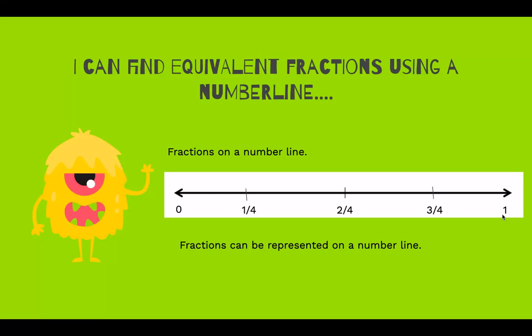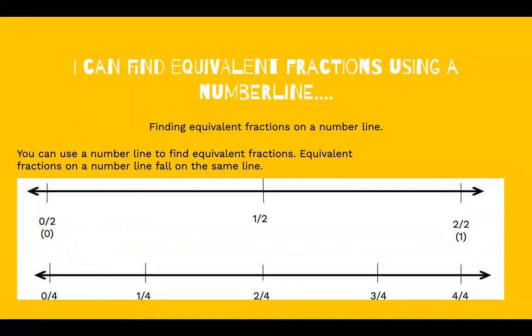Now I do want to show you how we can use that number line to find equivalent fractions. So finding equivalent fractions on a number line, we take a look at the parts that we have and look for the fractions that fall on the same line. Take a look at this number line on top. I see that this number line from 0 to 1 has been cut up into 1, 2 equal pieces. Now I can use fractions to name each of those parts. Here I have 0 out of 2 parts, 1 out of 2 parts, and 2 out of 2 parts, or a whole.